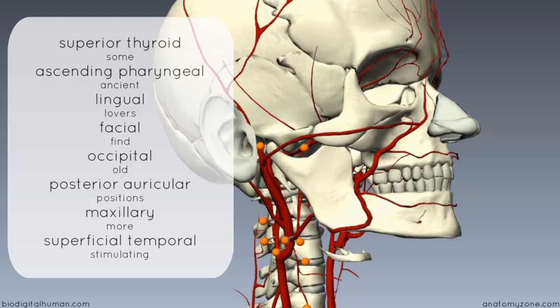So that was just a very quick run through of the branches of the external carotid artery, and I just wanted to give you a way to remember those branches and to show you what order they came off the external carotid artery.